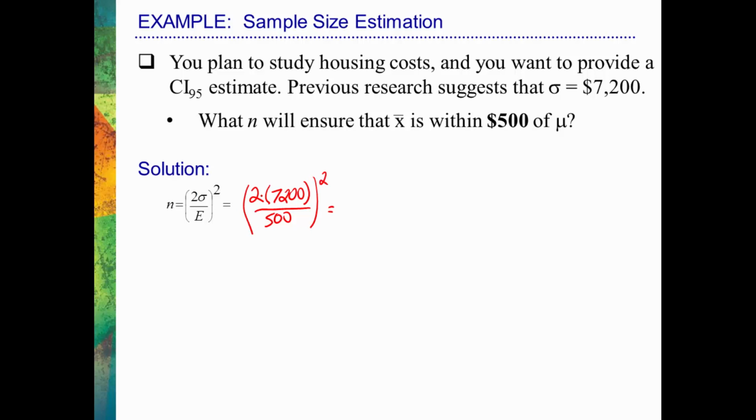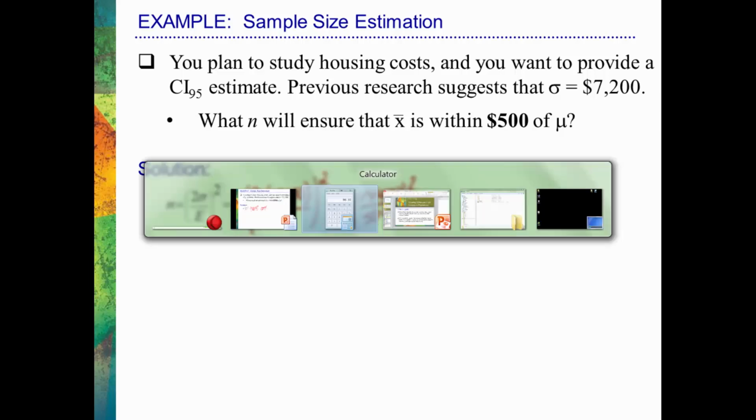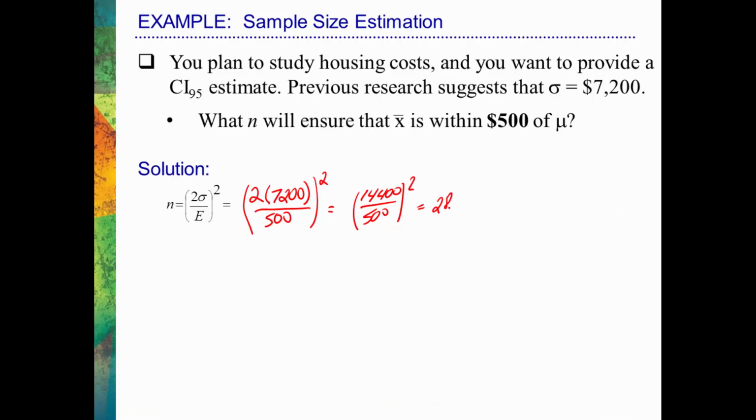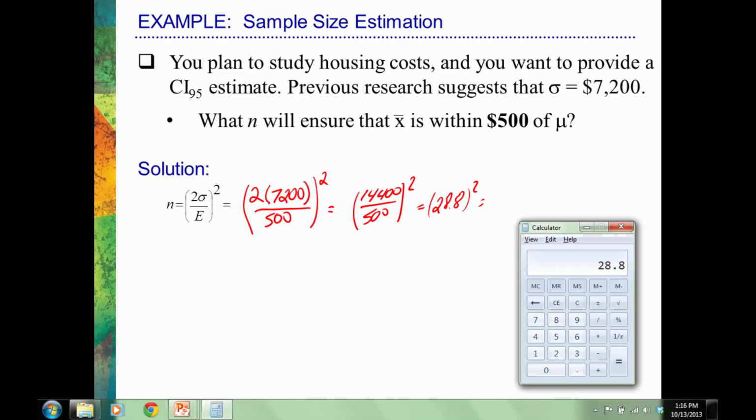All right, so let's work from the inside here. Let's multiply these two things out real quickly. 2 times 7,200 is going to be 14,400. So we have 14,400 divided by 500, and we still need to square this. So put it back in parentheses and square it. Let's work out our fraction real quickly. Pull out our calculator again. 14,400 divided by 500 equals 28.8. We still need to square that. So let's do that and finally be done with our answer.